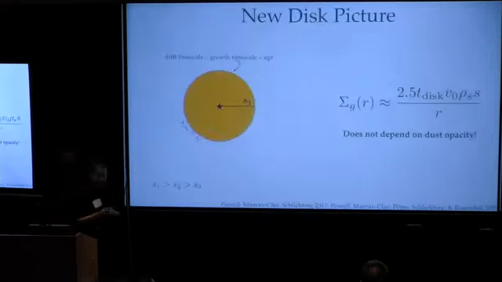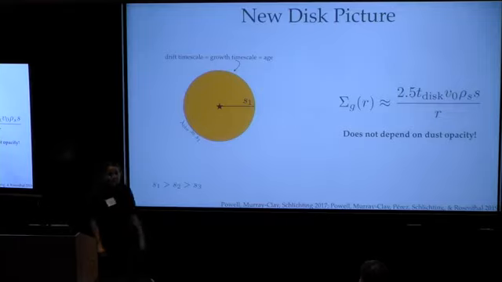Okay, so in this new picture of disks, large particles of size S1 should be present throughout the disk until you reach a radius where their growth timescale is equal to their drift timescale, which is also equal to the age of the system.